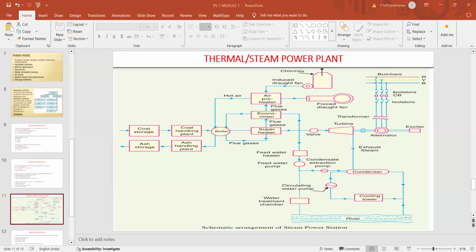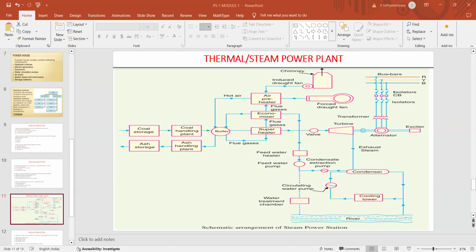So the output of the alternator is electrical energy, which is delivered to our bus bars through the transformers, circuit breakers, and isolators. The way you are seeing the isolators, circuit breakers. CB means circuit breaker, and it will be connected to your bus bars.